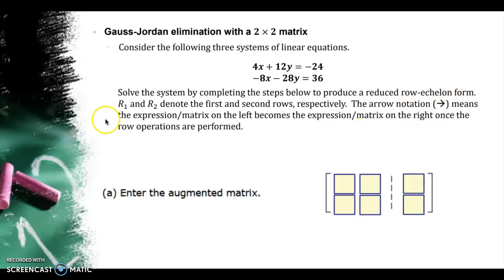The arrow notation means the expression of the matrix on the left becomes the expression matrix on the right once the row operations are performed. So it asks us to enter the augmented matrix. This is so you make sure you know how to set up the problems. So the augmented matrix is where we take the coefficients and we plug them in. So this is 4, 12, and negative 24 in the first row, and then negative 8, negative 28, and 36 in the second row. So that's the first step to these.